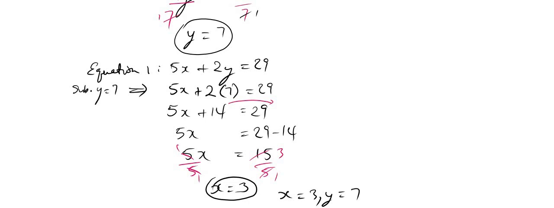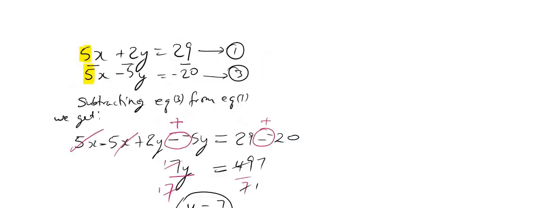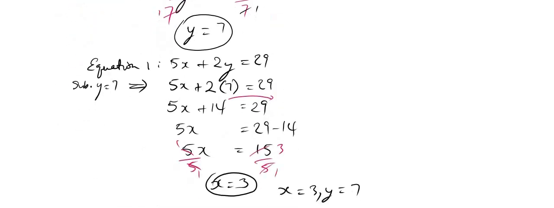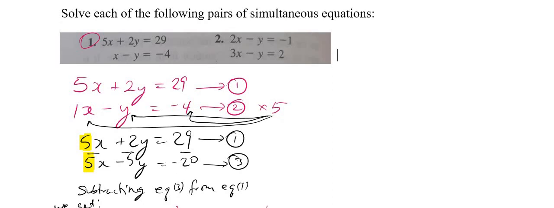We can always check our answer to make sure it's correct too. That's another way of ensuring you get it right. Let's double check that to make sure we have the right thing. So it says here x is equal to 3, y equals 7. Yes, x is equal to 3. So let's use equation 2. x is equal to 3, y is equal to 7. 3 minus 7 is negative 4.